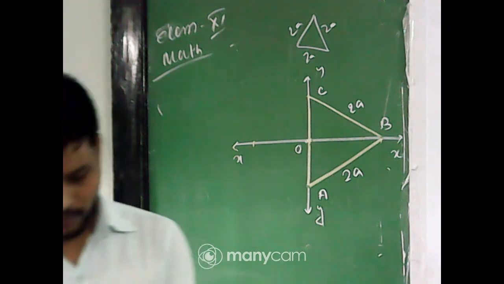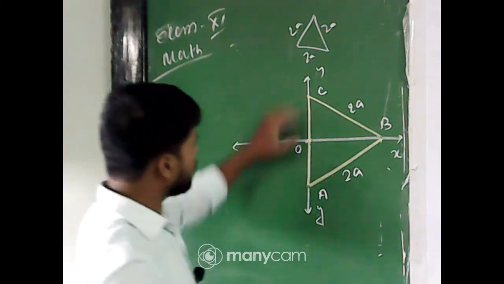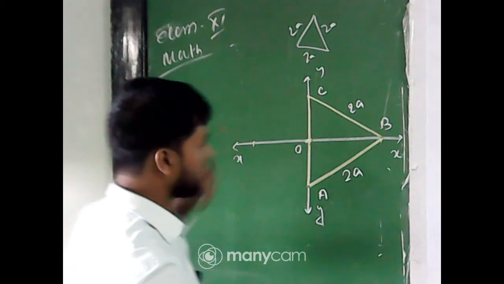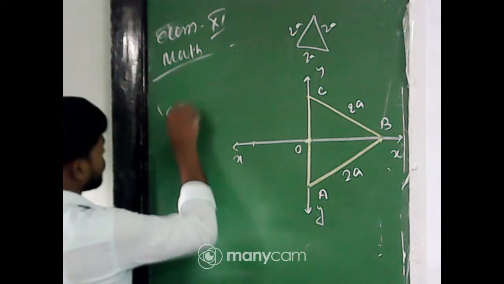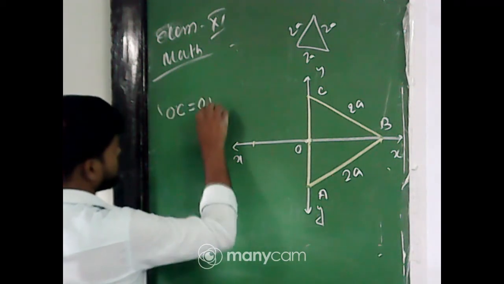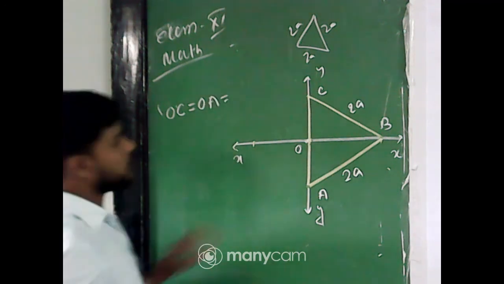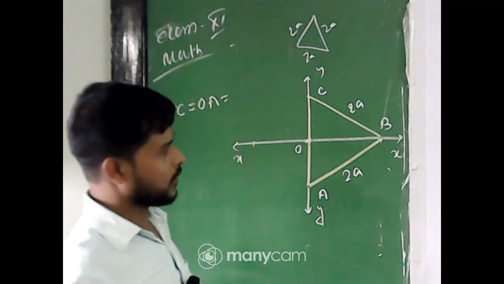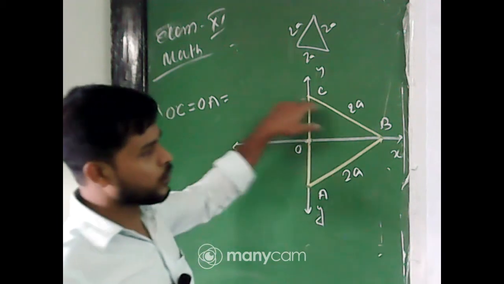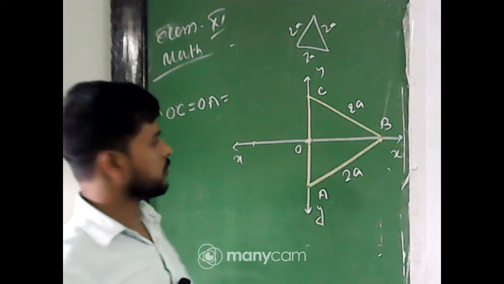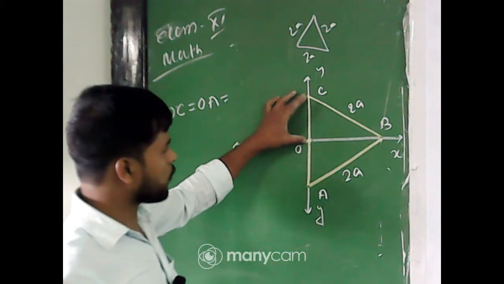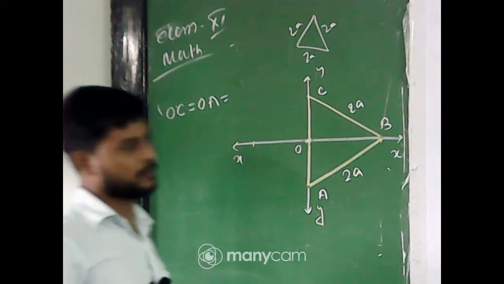Now I have a question for you. Tell me what will be the value of OC or OA? It is given that the side of the equilateral triangle is twice a. So what is the length of OC and OA?